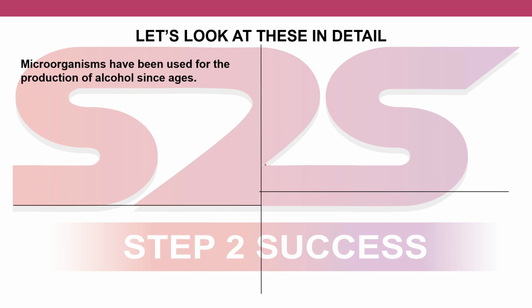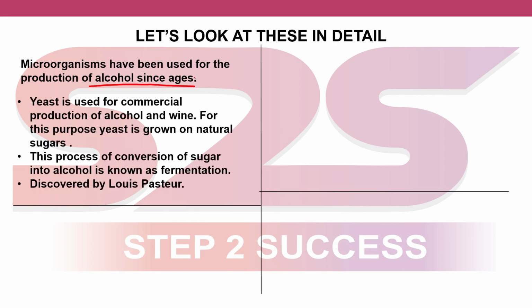Microorganisms have been used for the production of alcohol since ages. Yeast, which is a microorganism, is used for commercial production of alcohol and wine. For this purpose, yeast is grown on natural sugars. This process of conversion of sugar into alcohol is known as fermentation, which was discovered by Louis Pasteur.